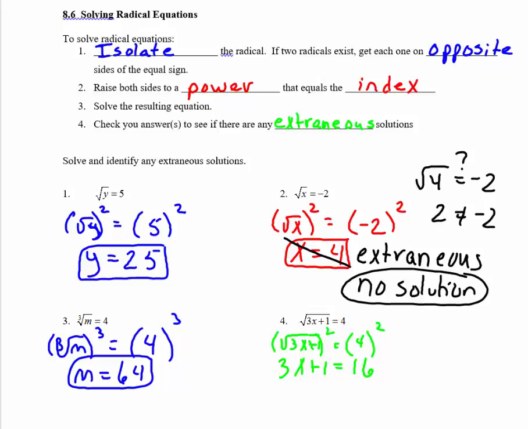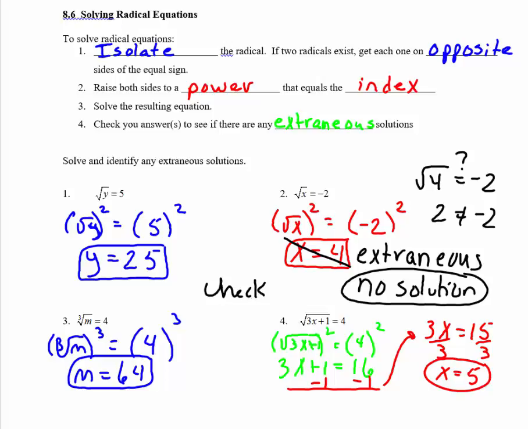This is a linear equation, so I'll subtract 1 on both sides, so I end up with 3x equaling 15. And then I'll divide both sides by 3, so x is going to equal 5. I do want to make sure I check that answer, so plugging it back into the original, I'll have the square root of 3 times 5 plus 1 underneath the square root is supposed to be 4. Does that work? Well, 3 times 5 is 15, 15 plus 1 is 16, and the square root of 16 is 4, so it does check out.